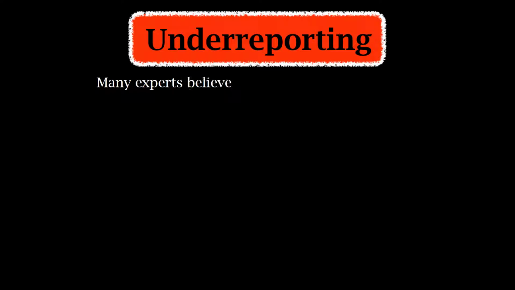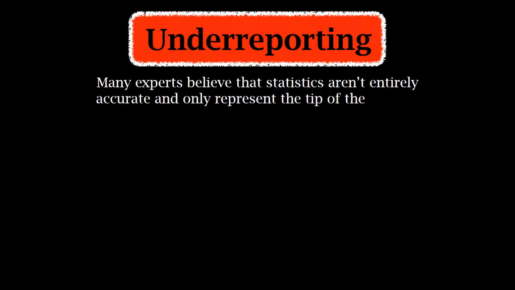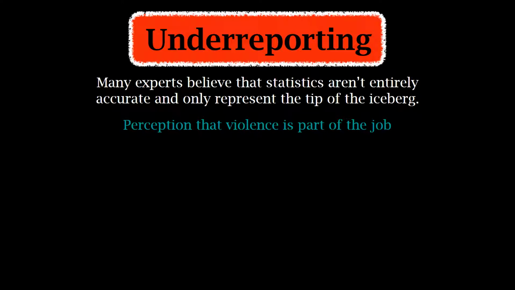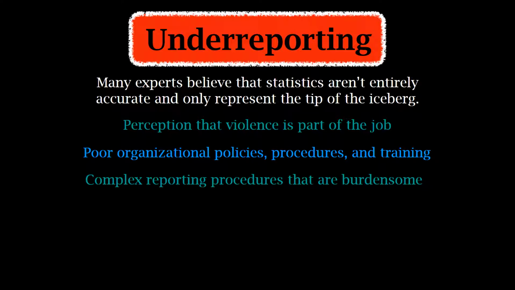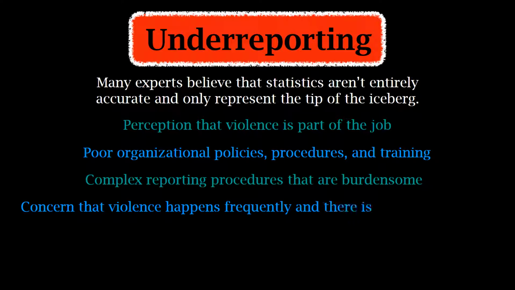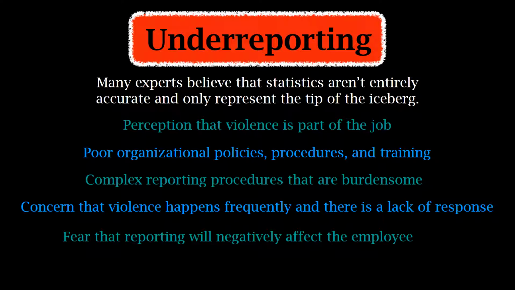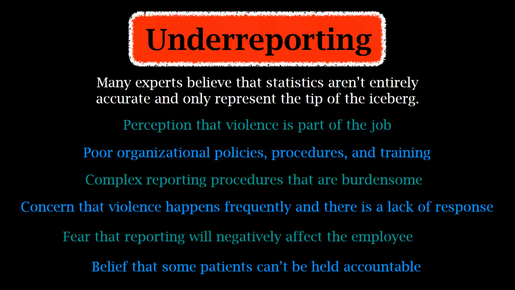Underreporting. Many experts believe the statistics regarding workplace violence are not entirely accurate and only represent the tip of the iceberg. Some of the reasons for underreporting are the perception that violence is a part of the job, poor organizational policies, procedures, and training, complex reporting procedures that are burdensome, concerns that violence happens frequently and there's a lack of response, fear that reporting will negatively affect the employee, and the belief that some patients cannot be held accountable for their actions.